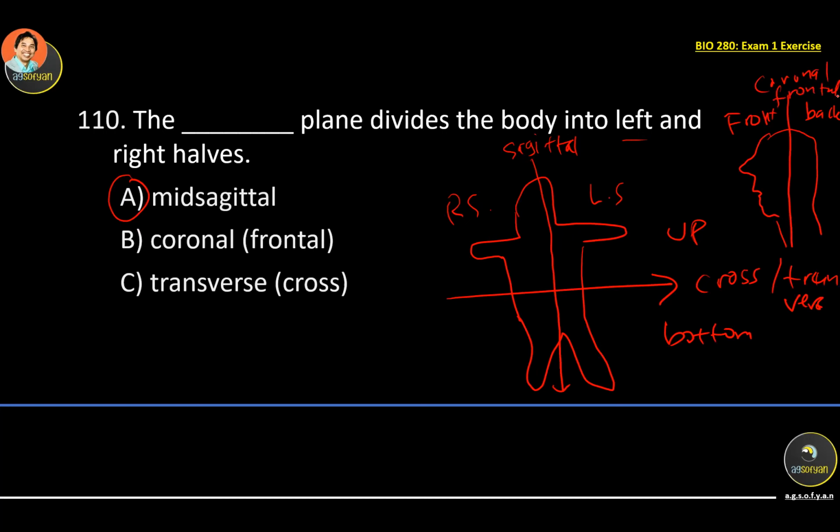So there are three types of planes: sagittal, left and right; transverse or cross, up and bottom, or superior and inferior; coronal or frontal, dividing the body front and back. Just remember these three types of planes. For this question, the answer will be sagittal, especially mid-sagittal, the sagittal that is really in the middle of our body.